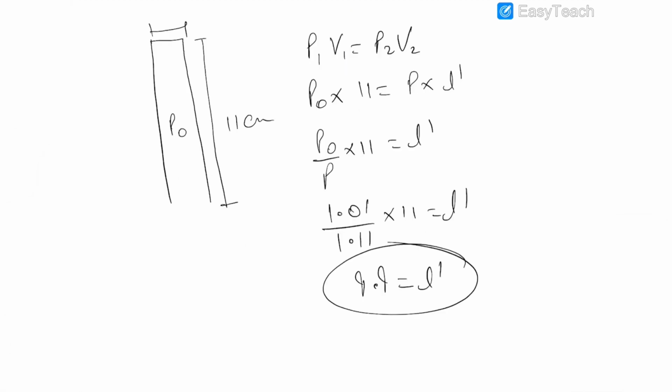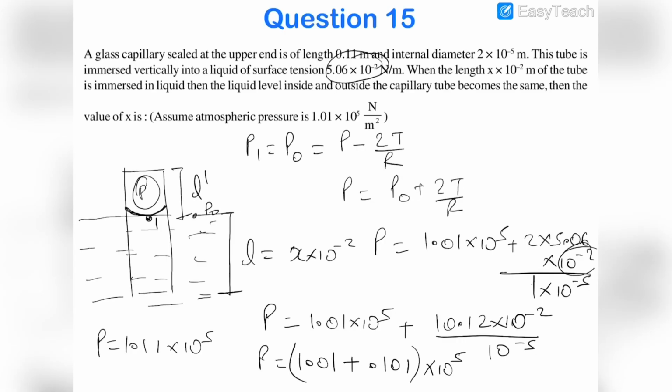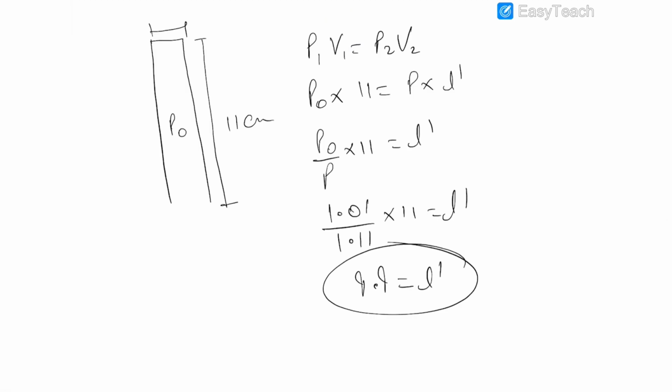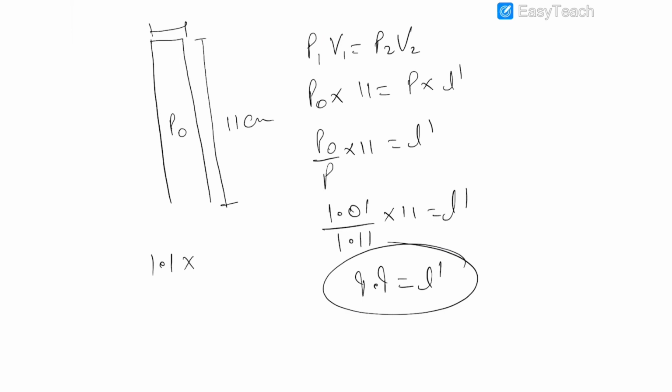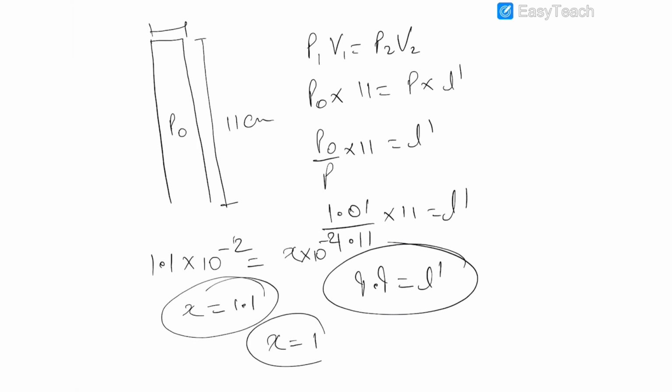So this is L dash. L will be equal to 11 minus L dash. So 11 minus L dash will be equal to 1.1, and this is in centimeters obviously. So we have to find this in meters, so this is into 10 raised to power minus 2. Now if we equate this to x into 10 raised to power minus 2, x is approximately 1.1, so we can report it as 1, in integer type. So the correct answer is 1.